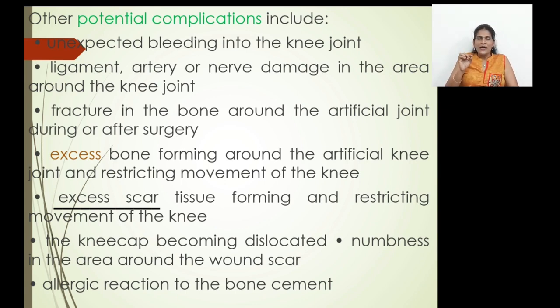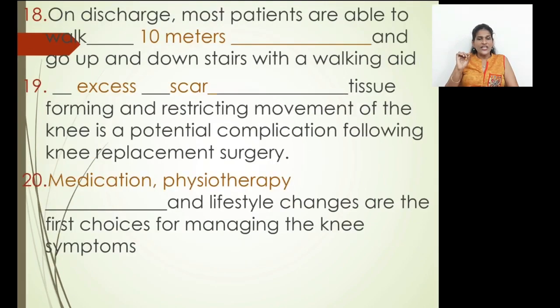The last question is, dash and lifestyle changes are the first choices of managing the knee symptoms. See here, there is choices. That is a choices. That means there are more than one. Okay, that you have to keep in mind. Choices. What's the first choice? It should be a single answer. Because they ask for choices, definitely there is more than one answer. So what is the answer? It gives there. It says that medication, physiotherapy and lifestyle changes are the first choice for managing the knee symptoms.